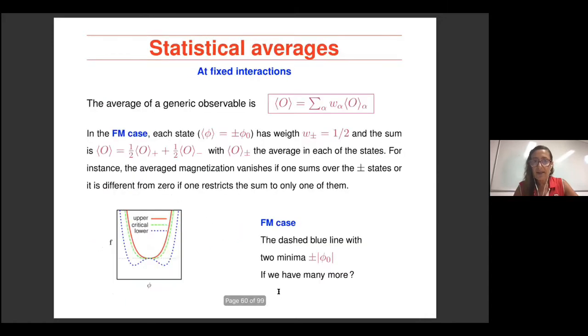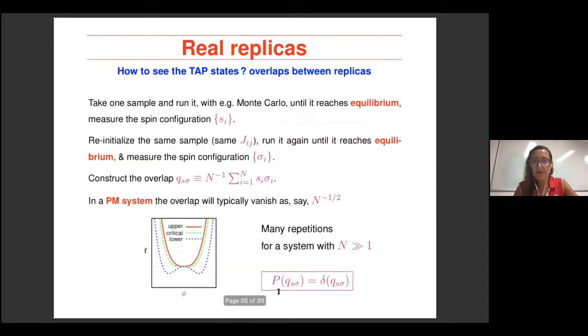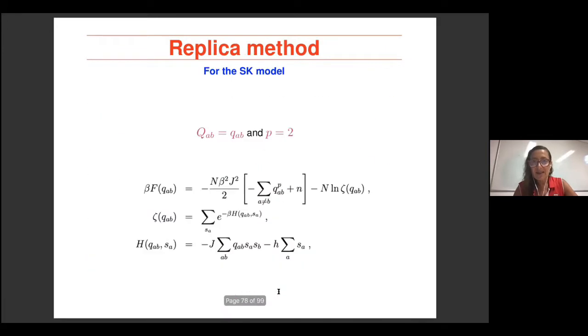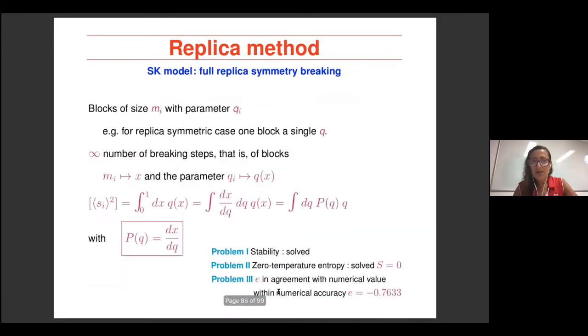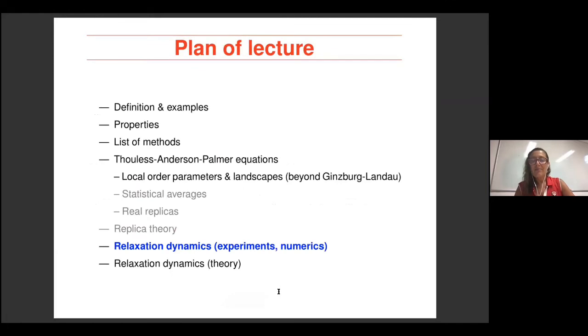So, okay, this one I can jump. All these I will jump because it's a little bit specific. I have it from other lectures. I'm not going to touch upon the replicas and other special methods to deal with these problems.